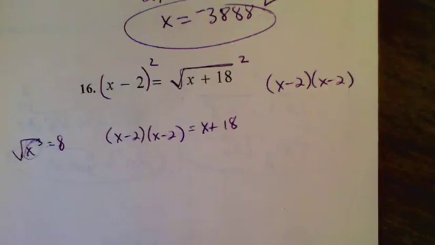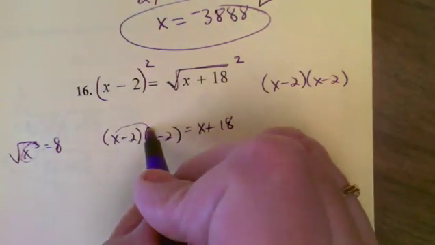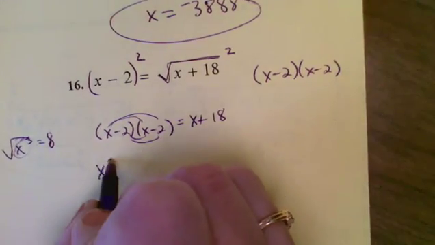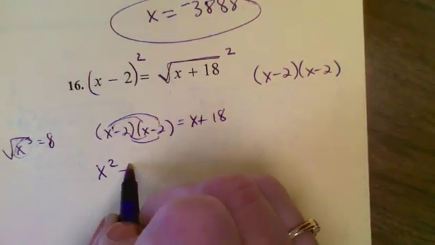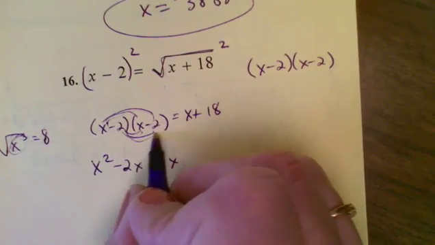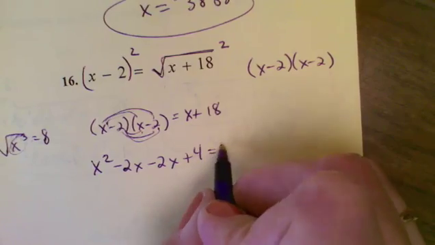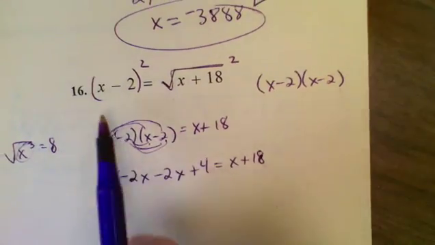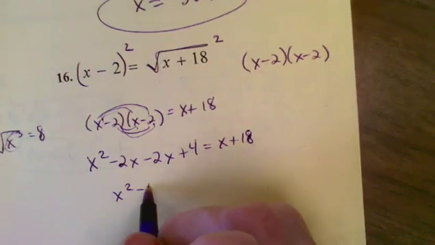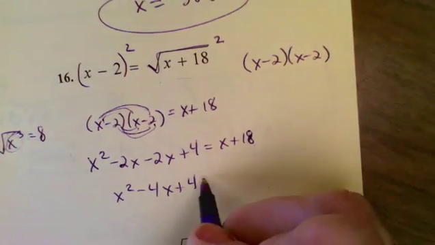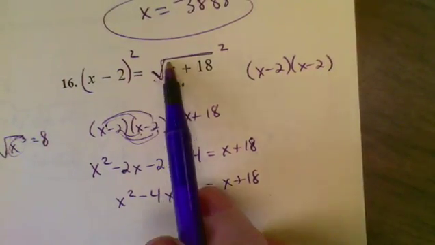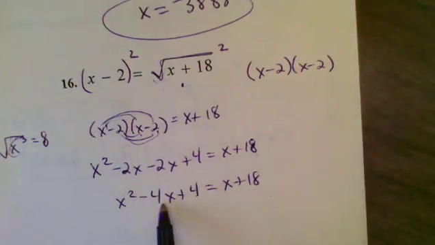That's what happens when you square a binomial, which means I have to FOIL that out. First terms gives me x squared, then I get a negative 2x. Inner product, I get a negative 2x. Negative 2 times negative 2 is 4. So because this is a binomial and I square it, I'm going to get x squared minus 4x plus 4. That has to equal x plus 18. So this side is nice because you undo the square root. This side you actually have to FOIL out.